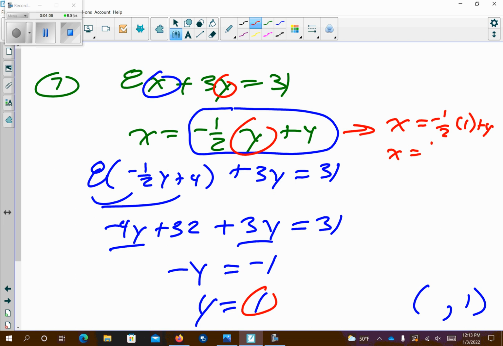So x equals negative 1/2 plus 4. So x equals 3 1/2, or 3.5, or 8. It could be 9 over 2 if you wanted to.